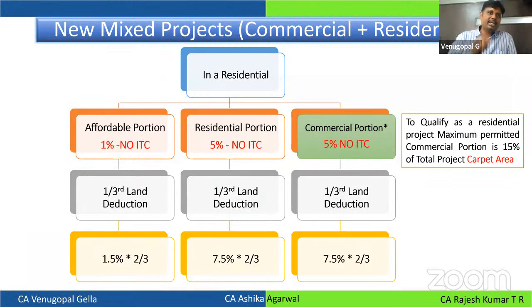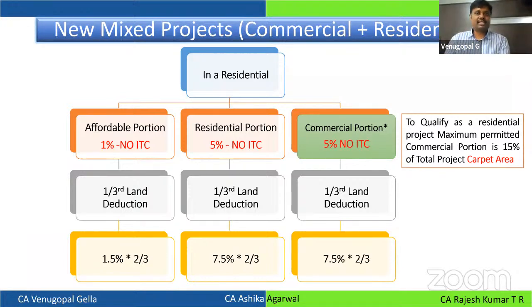So the key point one has to note is the percentage of the commercial portion in the project. And when we say the percentage of the commercial portion, we are now looking at carpet area. So to qualify as a residential project, the maximum permitted commercial portion is 15% of the total carpet area. So of the total project, the commercial portion carpet area should be 15%. That is what one has to look at.